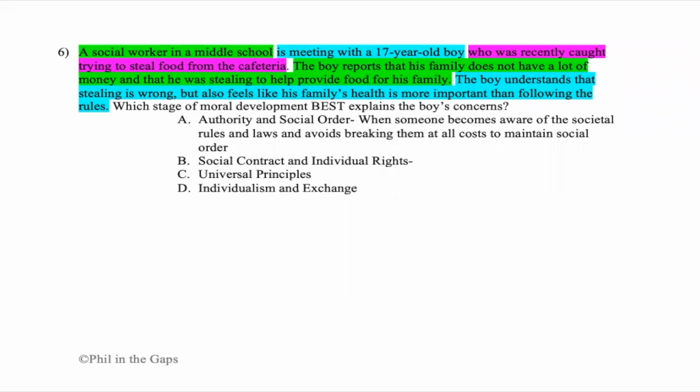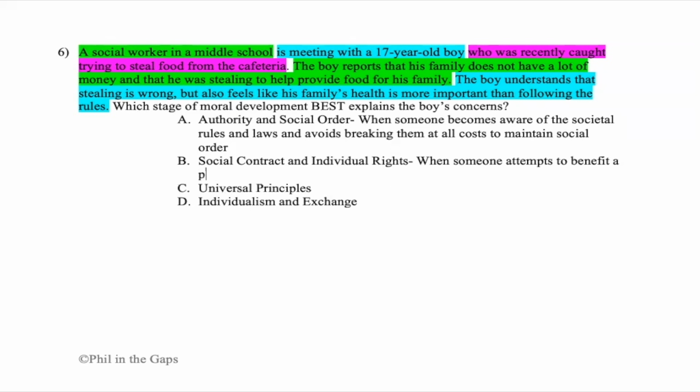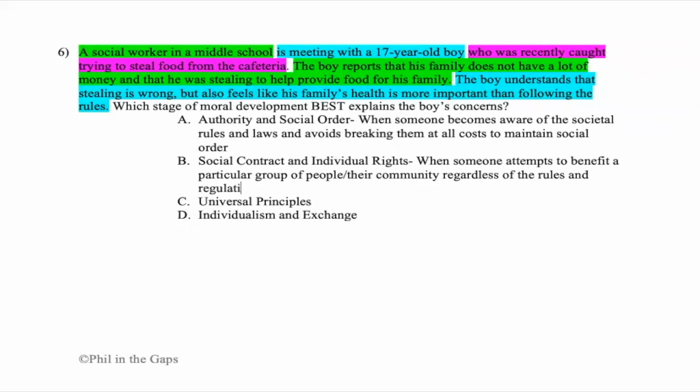B, social contract and individual rights, is when someone attempts to benefit a particular group of people, because remember, it's focused on the individual rights, but it could also be for their community, regardless of the rules and regulations set in place, because they're creating their own contract and advocating for the rights of individuals.